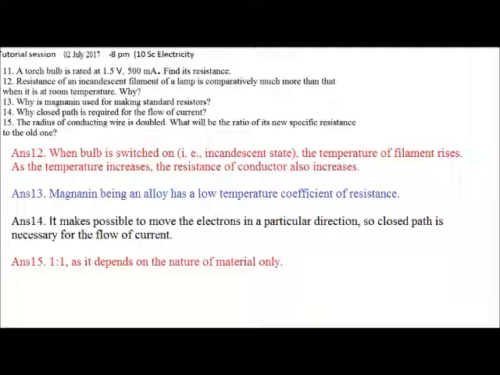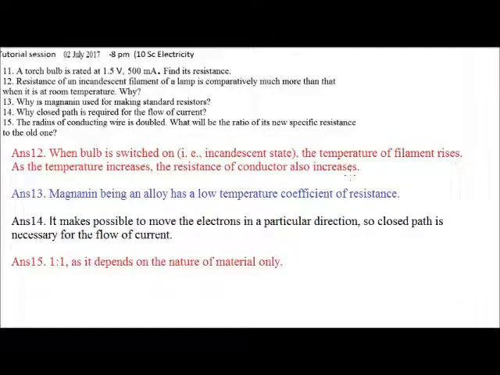Question number 12. The resistance of an incandescent filament of a lamp is comparatively much more than that when it is at room temperature. Why? Now when we switch on the bulb, of course it is in an incandescent state. Now the temperature of the filament rises. So as the temperature increases, the resistance of the conductor also increases. So what we find here is that resistance increases as compared to room temperature because of the increase in temperature. So please note down this question.